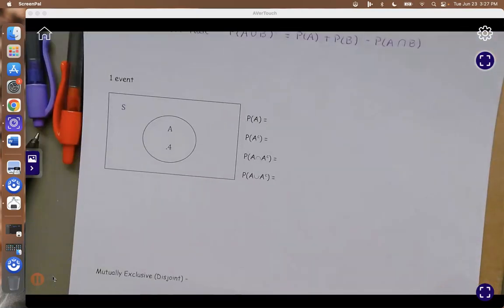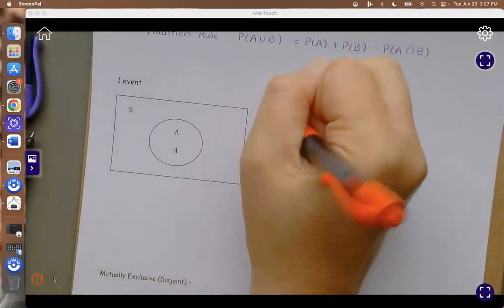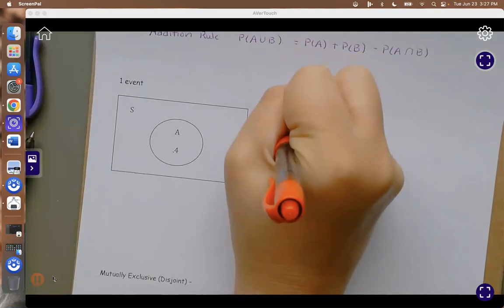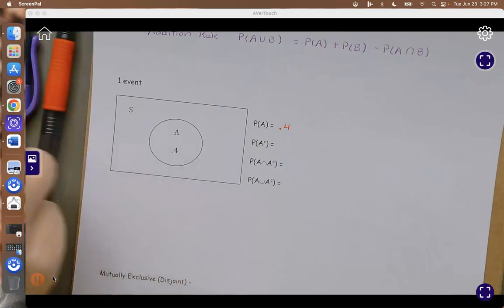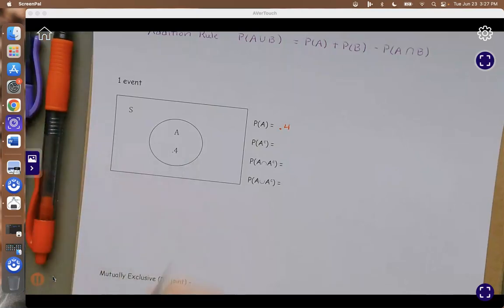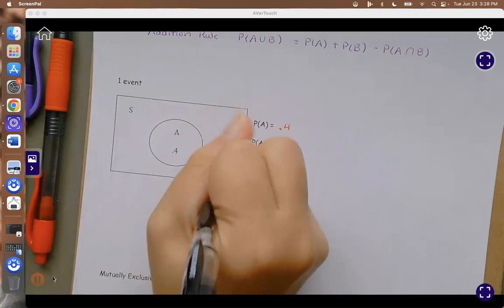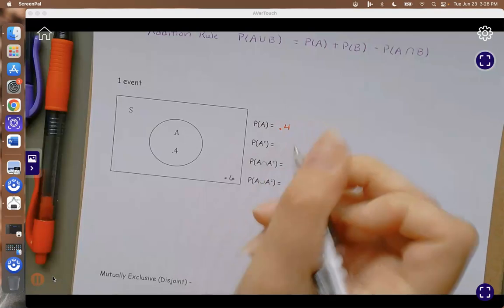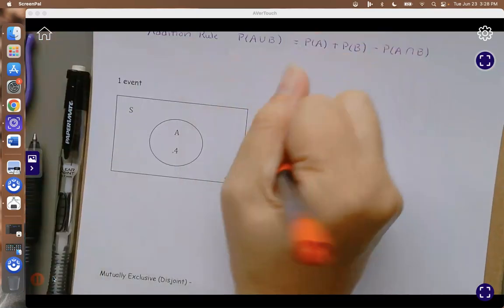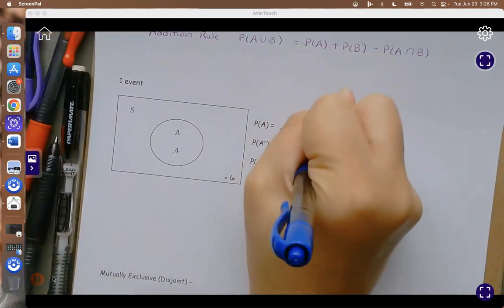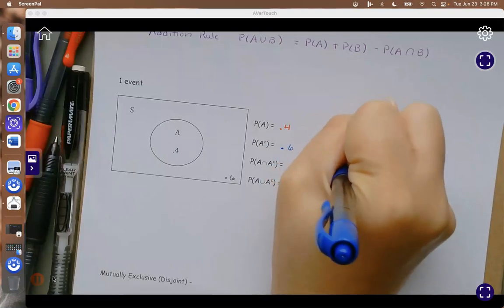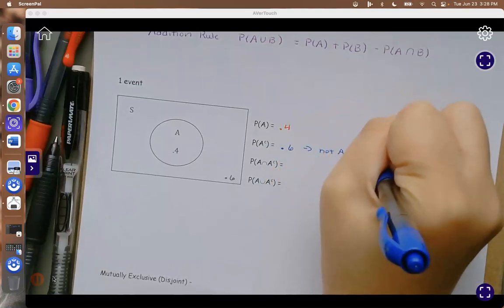All right, so if we have just one event, what's the probability of it being A? Okay, so the probability of it being A is 0.4. The probability of it not being A, so if 0.4 is being A, then what would be the rest of it? Well, 1 minus 0.4, which is 0.6. Here we would write 0.6, because this is not A, so 1 minus 0.4.